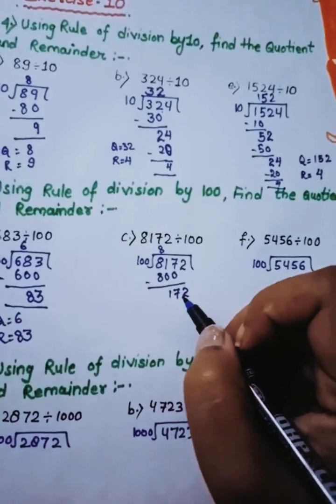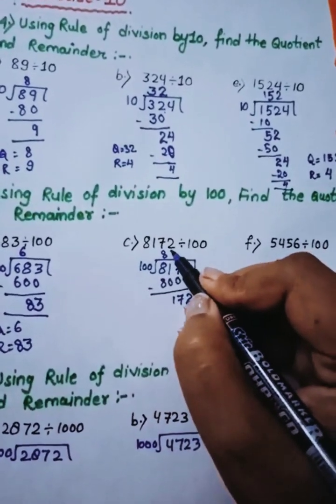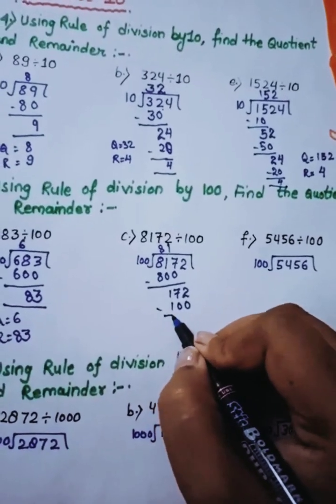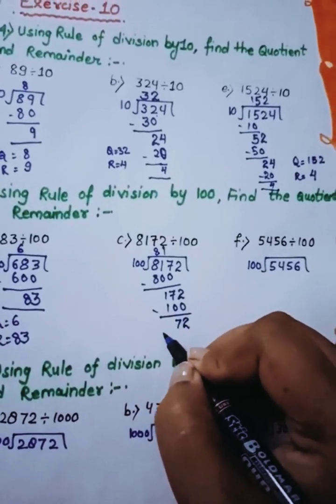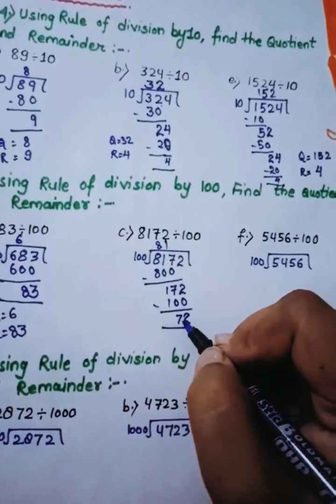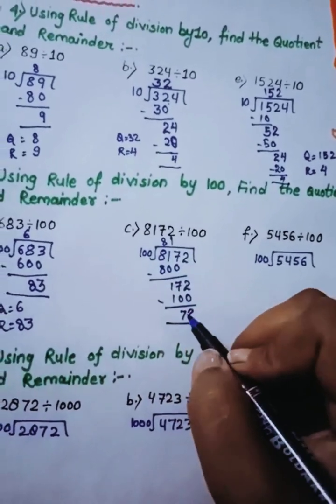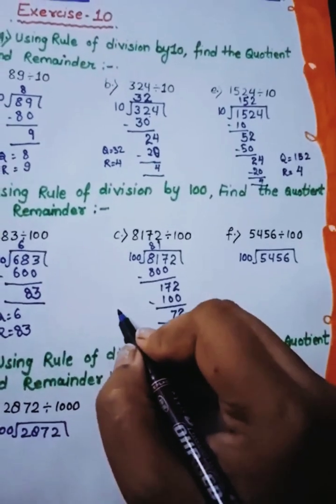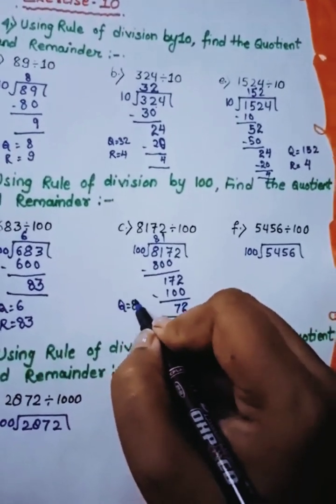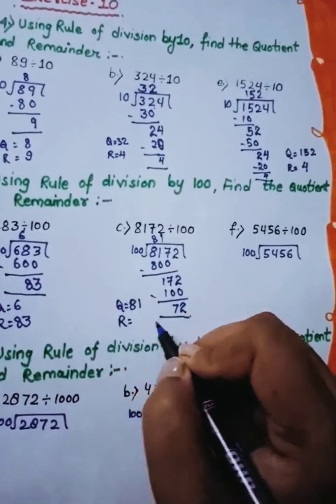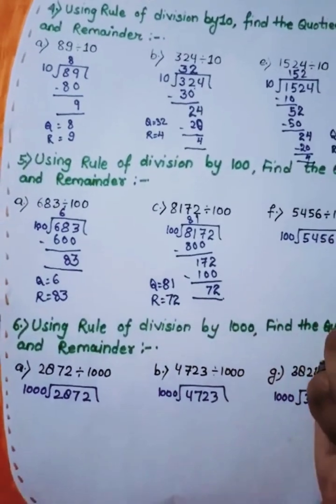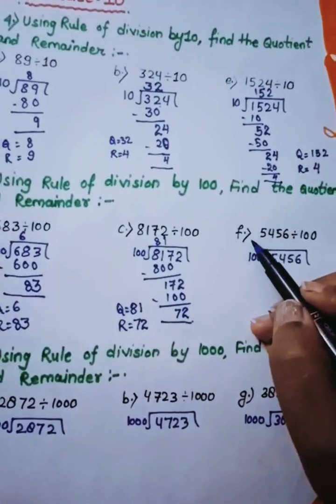Okay, I got here 172. Now again I have to divide, 100 ones are 100. Subtract it and only 72 is left. I cannot divide 72 by 100, so we have to leave it as it is. So this is the quotient and this is the remainder. So Q is equal to 81 and R is equal to 72.